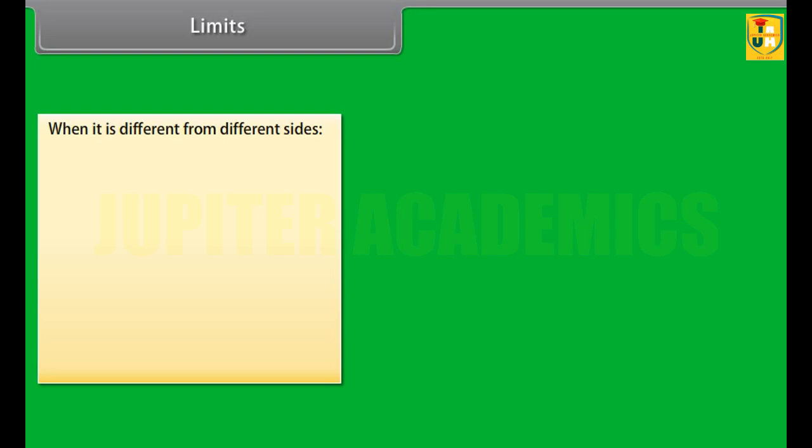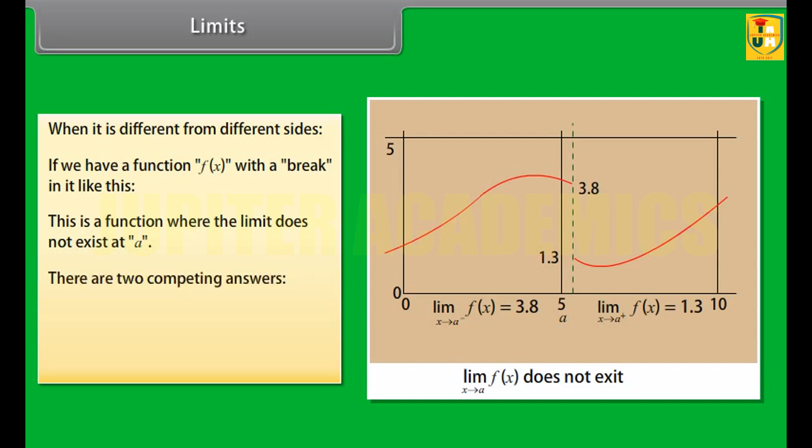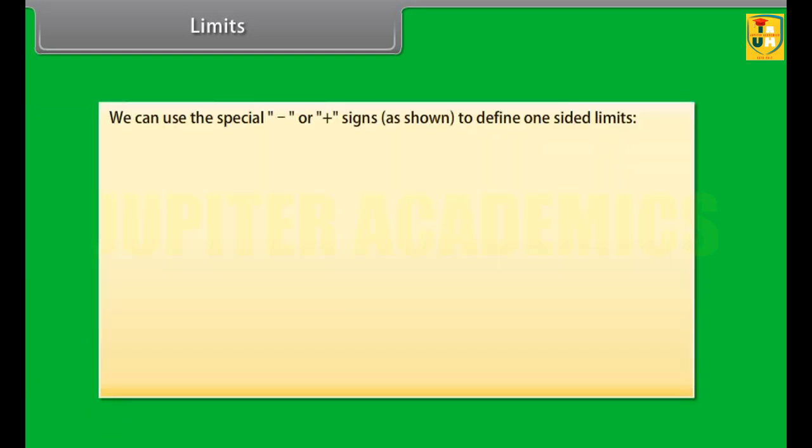So that's okay. But what if it is different from different sides? What if we have a function f of x with a break in it like this. This is a function where the limit does not exist at a. You cannot say what it is because there are two competing answers, 3.8 from the left and 1.3 from the right. But you can use the special minus or plus signs as shown to define one-sided limits. The left-hand limit minus is 3.8, the right-hand limit plus is 1.3, and the ordinary limit does not exist.